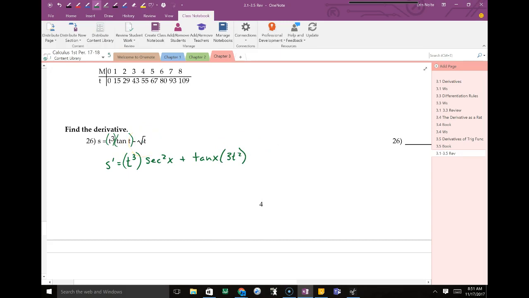Now I also have to derive my last term. Remember, I have this minus square root of t, which is the same as what, by the way? Minus t to the 1/2. So what's the derivative of negative t to the 1/2? Negative 1/2 t to the negative 1/2. Okay, and then I just simplify that. For this, there's really not much I can do. I have 3t cubed secant squared. I would prefer to write the 3t squared in front of the tangent on the second term. And then the last term does require some simplification. We have to put that t down with the 2 in the denominator. But otherwise, that's it.